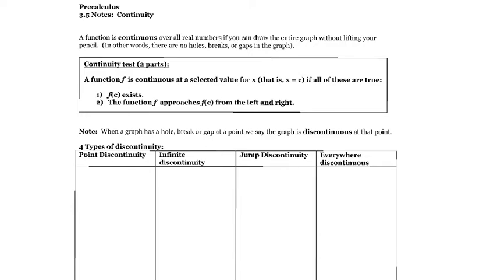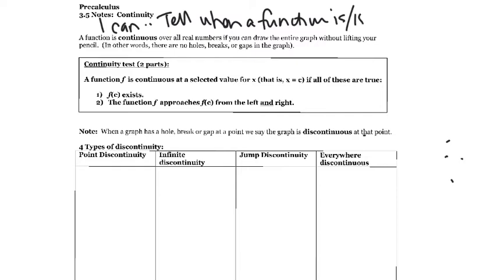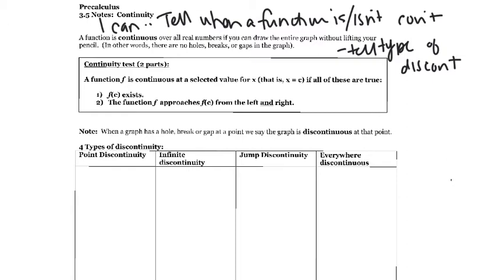So 3.5 is about continuity, and I want you to be able to tell when a function is continuous or is not continuous, and tell the type of discontinuity. Okay, and discontinuity means that it's not continuous, obviously, but continuous means a couple things.